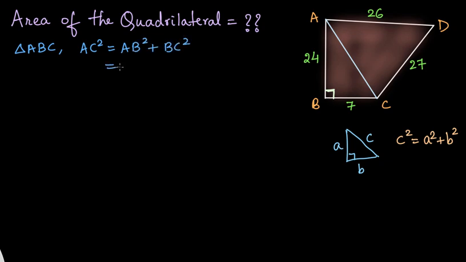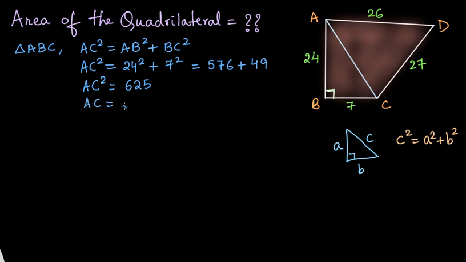So I will write AC square as it is. AB is nothing but 24, so 24 square plus BC is 7, so 7 square. Now 24 square is 576, which is 24 into 24, plus 7 into 7 is 49. So we have AC square equal to 576 plus 49, which is 625. Now take the square root on both sides. AC will be equal to square root of 625, which is nothing but 25. So this unknown side, AC, is 25.